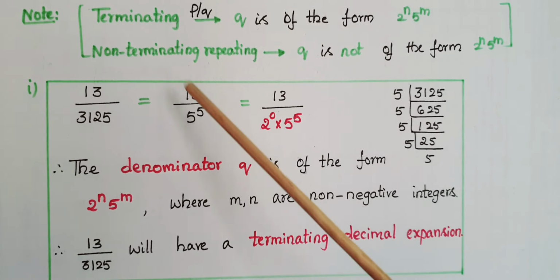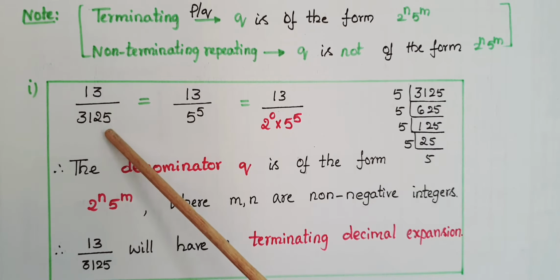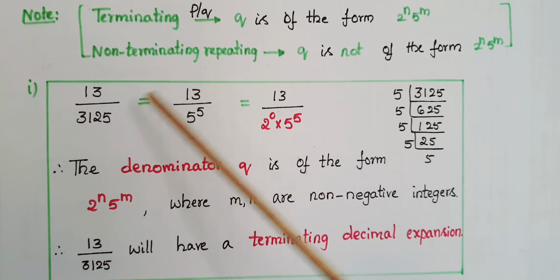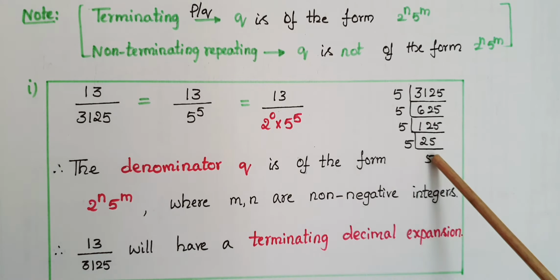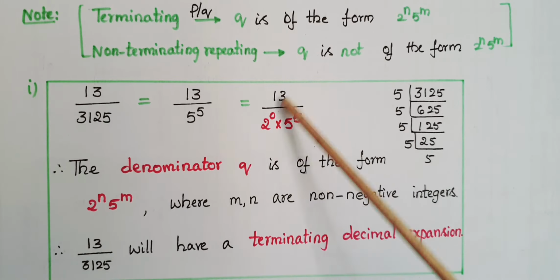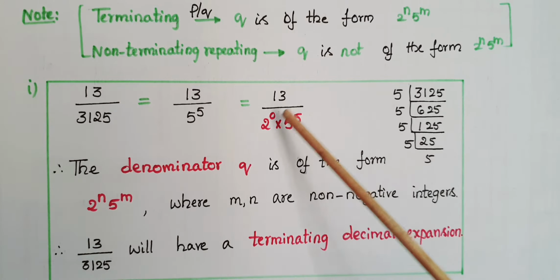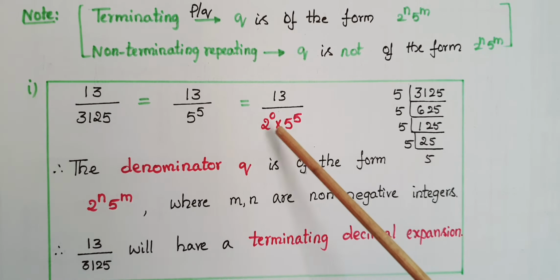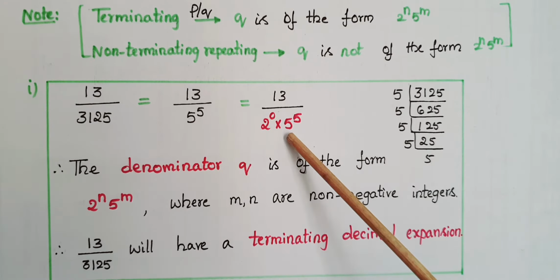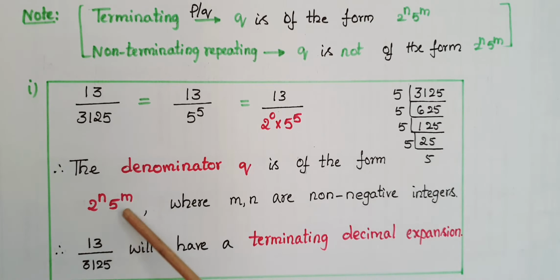This is the first problem. 13 by 3125. First prime factorize both numerator and denominator. That is equal to 13 by, here 3125 you can write as 5 to the power of 5. That is equal to 13 by, again you can write as 2 to the power of 0 into 5 to the power of 5, because 2 to the power of 0 is equal to 1. So here in this rational number, the denominator is of the form 2 to the power of n into 5 to the power of m, where m, n are non-negative integers. Therefore, this rational number will have a terminating decimal expansion.